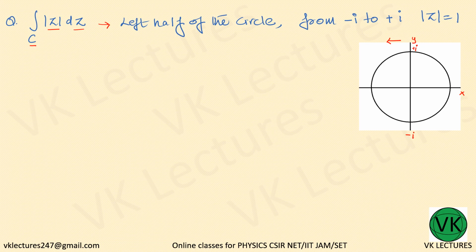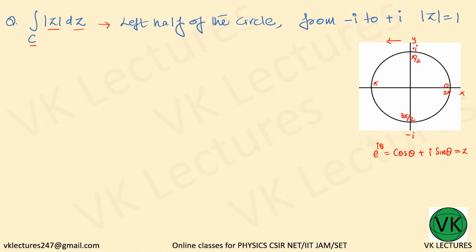This is 0, this is pi by 2, this is pi, 3 pi by 2, and this is 2 pi. And if you substitute for e to the power i theta, that's equal to cos theta plus i sin theta. So substitute for the theta value here, you will get the value of z equal to e to the power i theta.